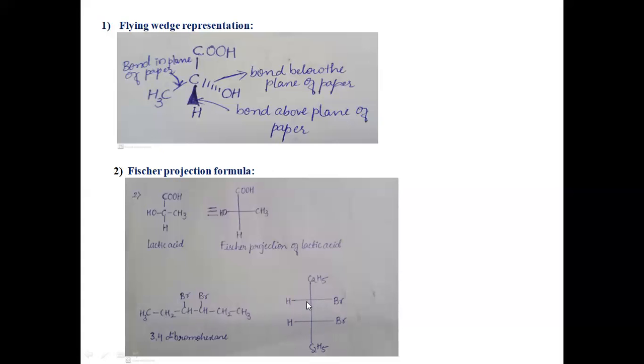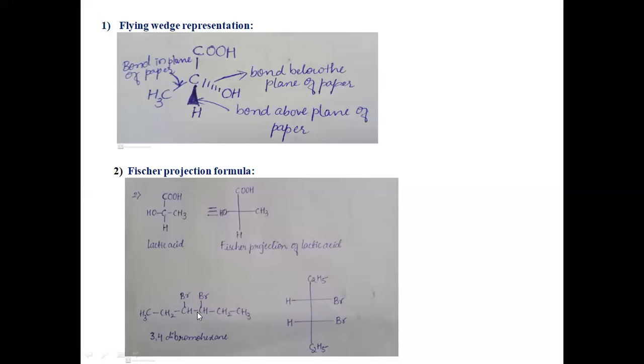See here, the third chiral carbon atom is bonded to C2H5. That is, draw a vertical line and represent it with the C2H5 group. And it is again bonded to Br. Again it is bonded to hydrogen, so we are writing hydrogen.